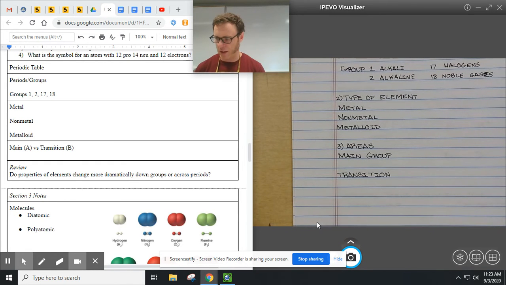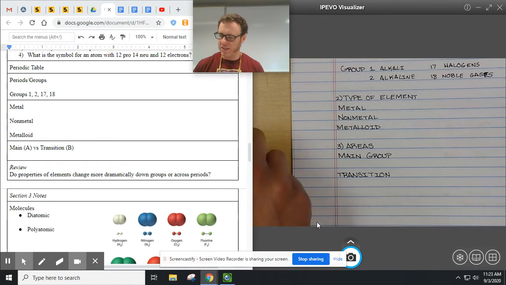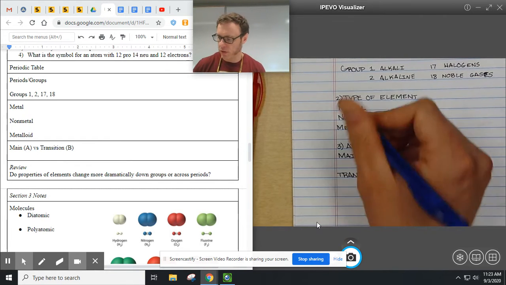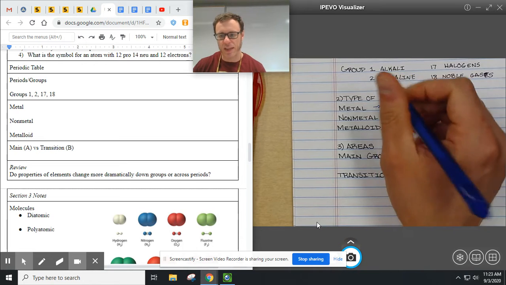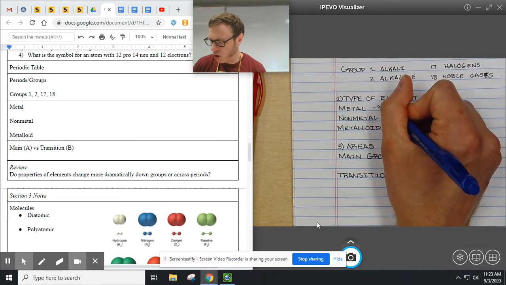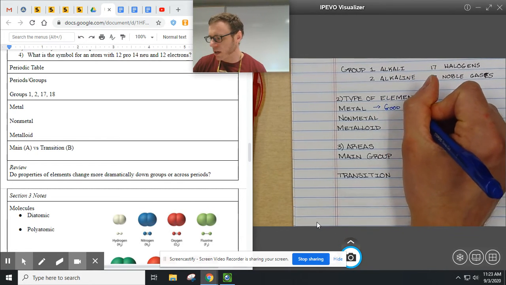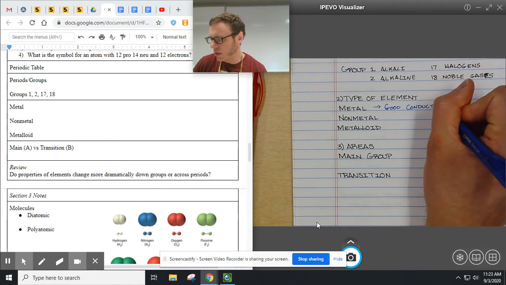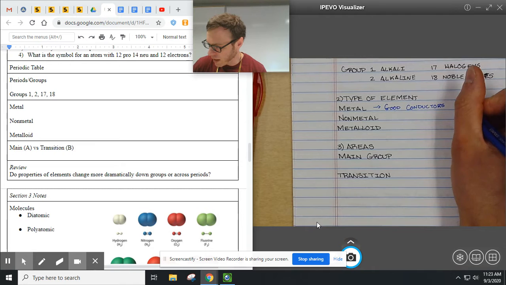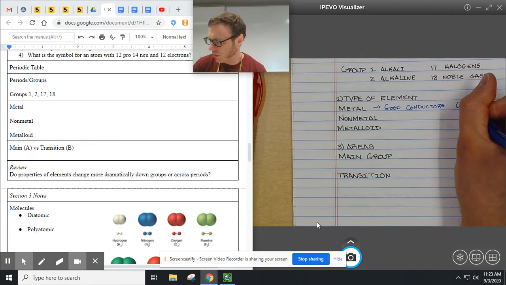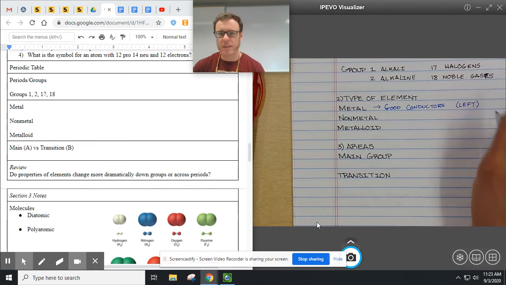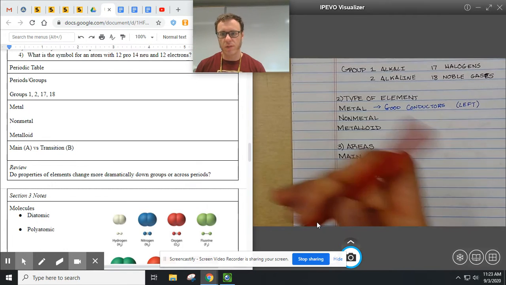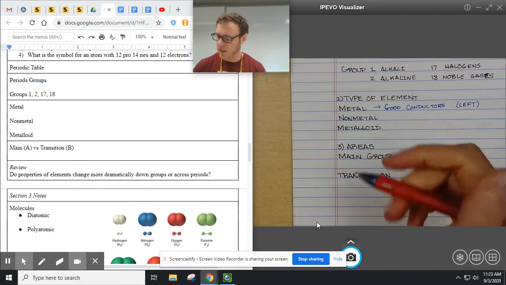Then we can talk about types of elements. It's going to be a little strange, but we have things that are called metals. These tend to be on the left-hand side, and metals are good conductors. They conduct electricity and heat really well. Frankly, most of the periodic table is metals.